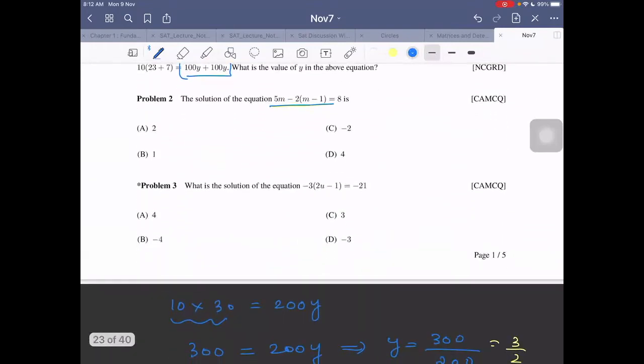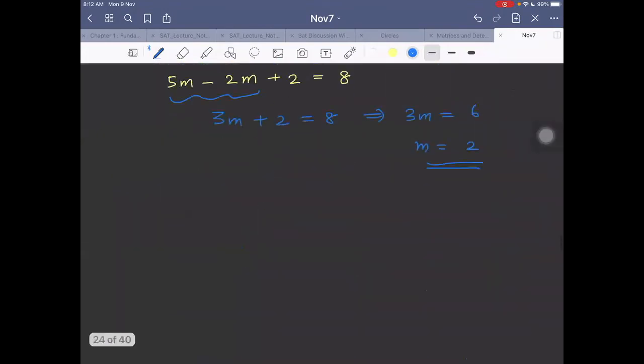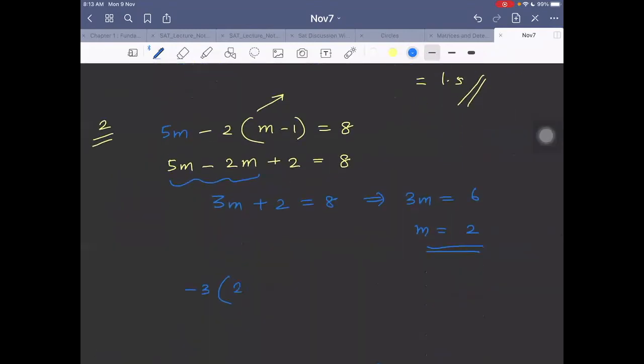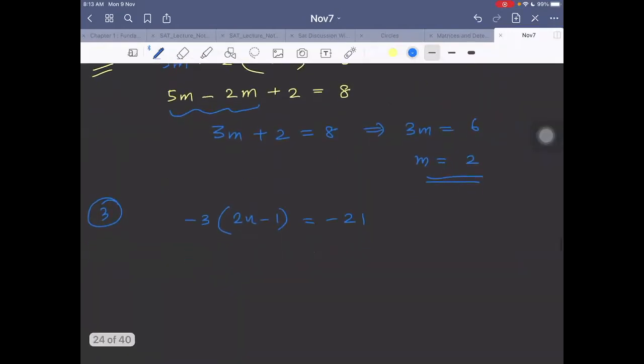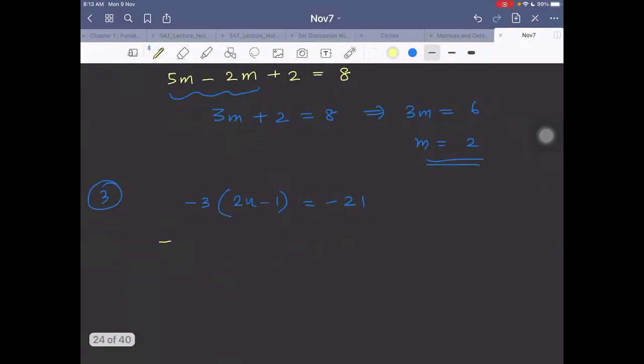Now, question number 3. What is the solution of the equation -3 into 2u minus 1 is equal to -21? All right. So one way is you can simplify the LHS. We have -3 into 2u, which is -6u. -3 into -1 is +3 and -21.